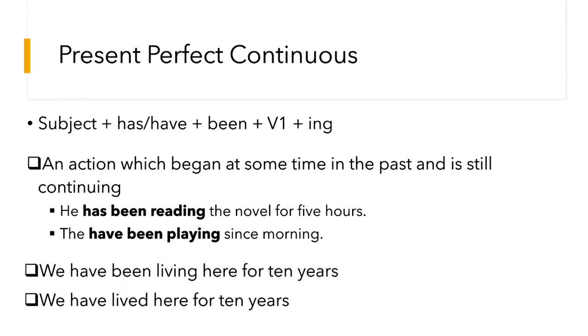I have a small example here. We have been living here for 10 years. We have lived here for 10 years. In the first form, it's present perfect continuous. In the second example, it is present perfect. But there's a small difference. We have been living here for 10 years means for 10 years they are living in this place and still they are living in this place. But in the second example, we have lived here for 10 years, but now we are not living here. But we have lived for 10 years. So that's present perfect continuous.